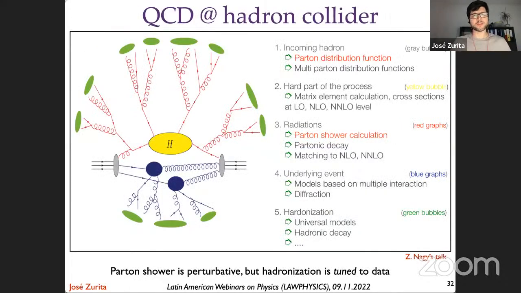So, QCD at the hadron collider is very complex. It has many different ingredients. But what is interesting for us to know is the parton shower. Once you produce what is called your hard process, which is what you normally draw in your Feynman diagram, there is an emission of gluons and quarks, and quarks mixed to gluons and so on. And this parton shower is perturbative. It's under control and can be computed. What cannot really be computed is hadronization, where you turn your quarks into hadrons or mesons.